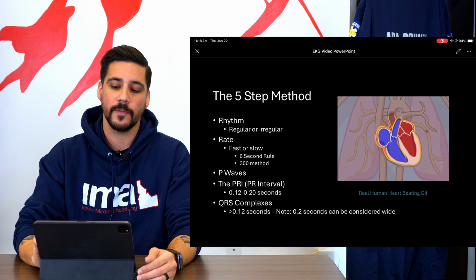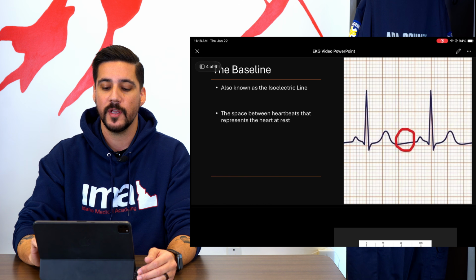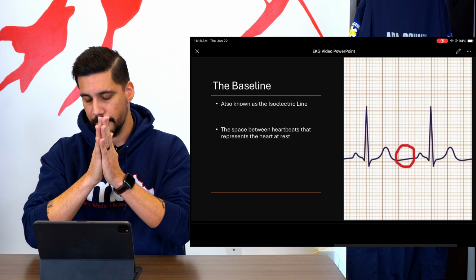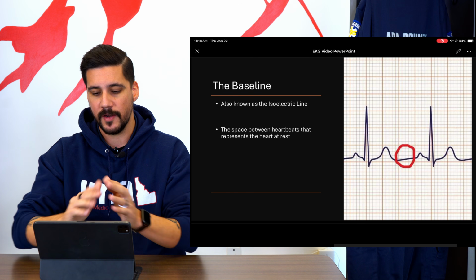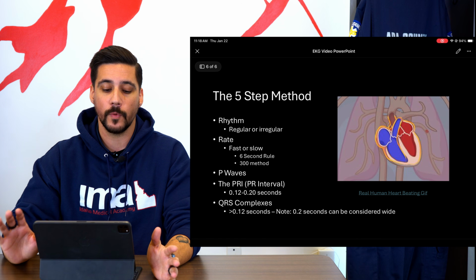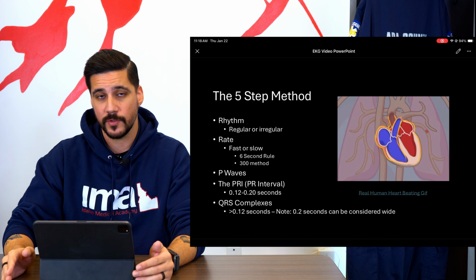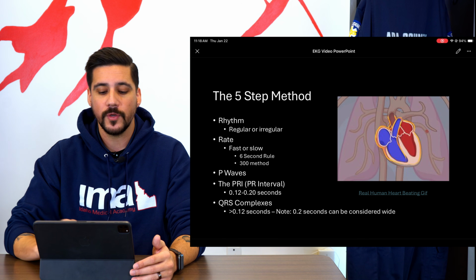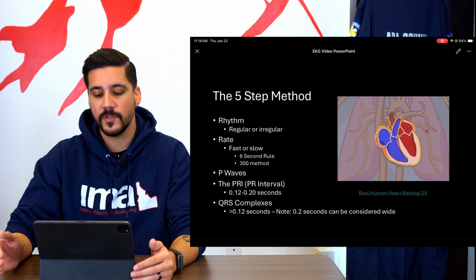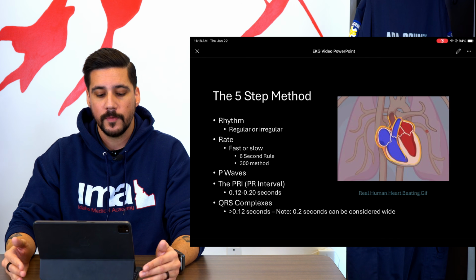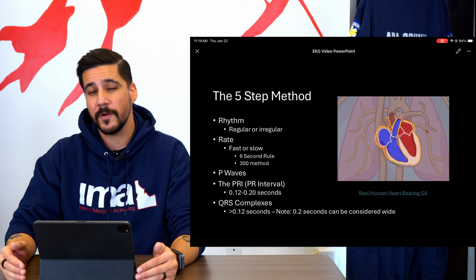And the last thing for the 5-step method of interpretation is the QRS complex. Okay, so how wide or narrow is that? Okay, a normal QRS complex will be anywhere less than 0.12 seconds or less than 120 milliseconds. Now, I do have a little note here, greater than 0.2 can be considered wide, and that does apply. Notice though the verbiage is greater than 0.12.